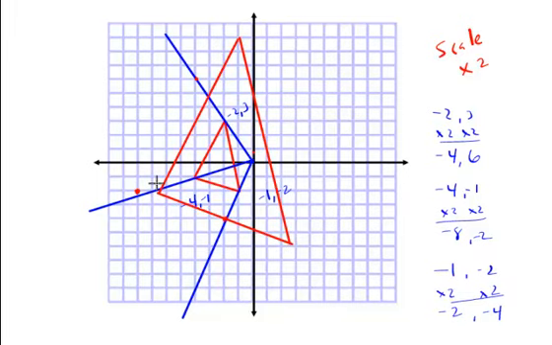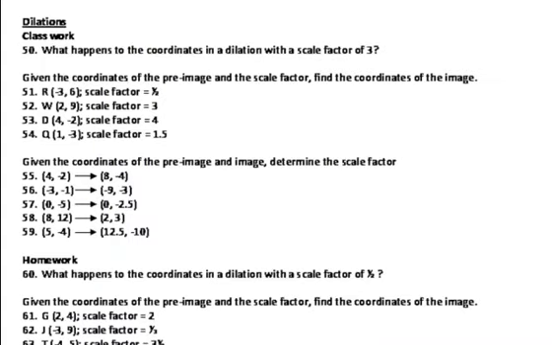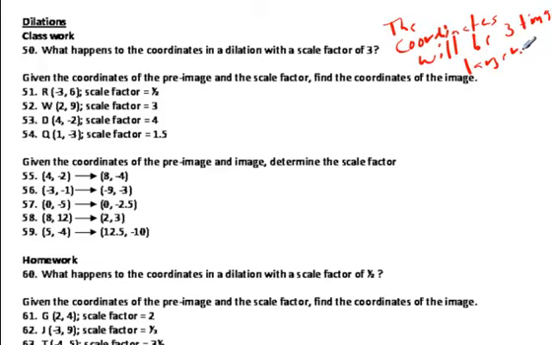But we're actually dilating on a coordinate plane and moving it at the same time because it's based on the origin. So now let's go back to our work. What happens to the coordinates in a dilation with the scale factor of 3? Well, the scale factor of 3 means the coordinates will be 3 times larger because we're going to multiply by 3.